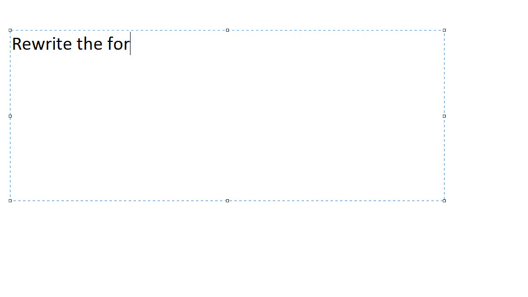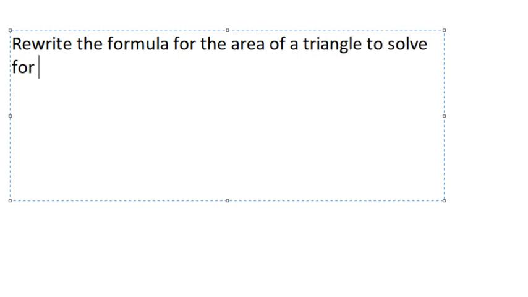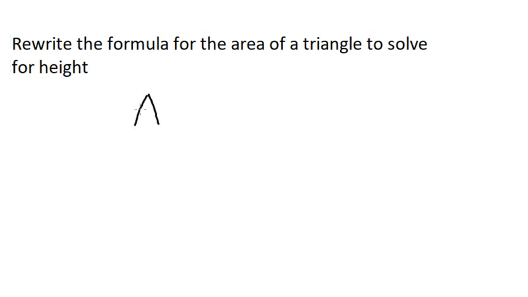Rewrite the formula for the area of a triangle to solve for height. Okay, so the formula for the area of a triangle is area is equal to 1/2 base times height. Let me write it the way that your book has it. 1/2 base times height.